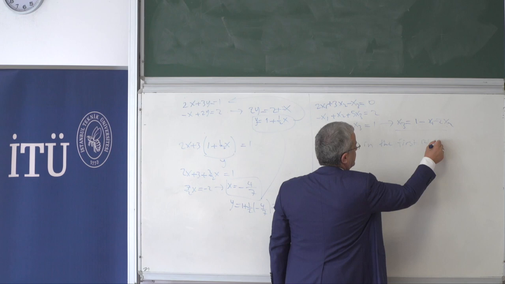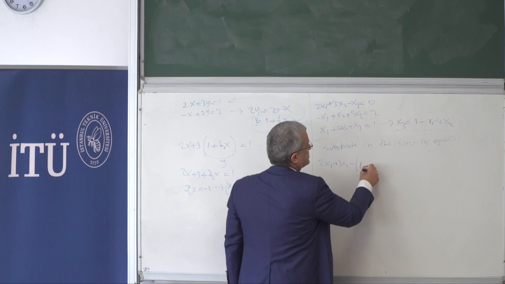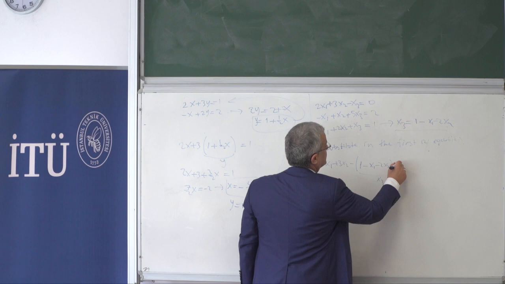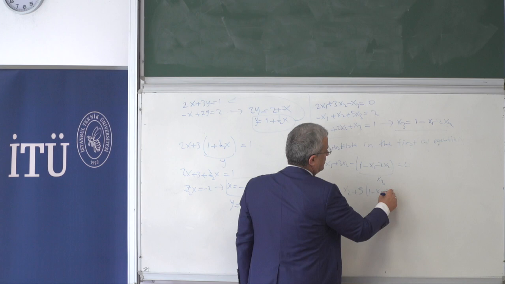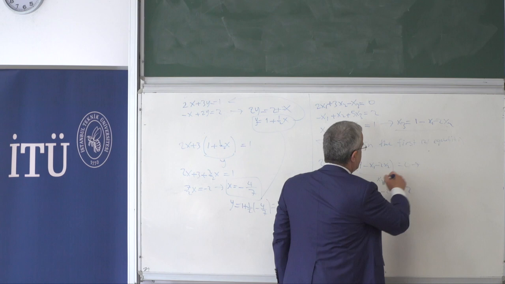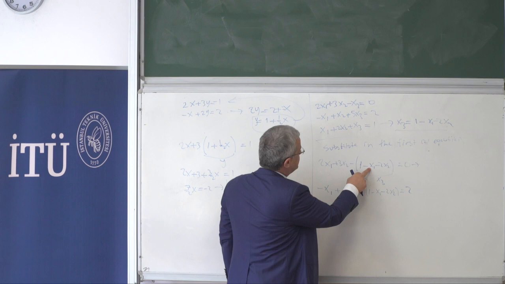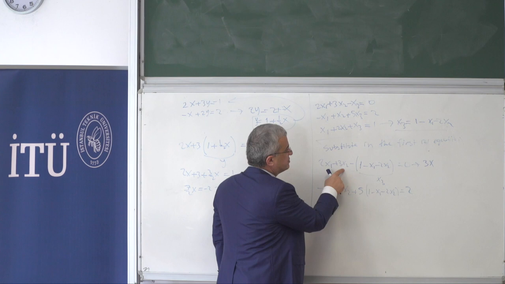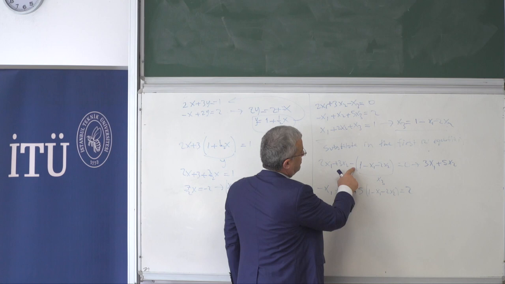So 2x1 plus 3x2 minus x3, which is 1 minus x1 minus 2x2, is equal to 0. Minus x1 plus x2 plus 5x3, so 1 minus x1. Okay? So now we have x1s and x2s, and we have two equations. Let's just tidy this up. How many x1s do I have here? 2x1 from here, one more x1, this becomes 3x1. x2's, 3x2 and 2x2, 5x2. And minus 1, is equal to 0.